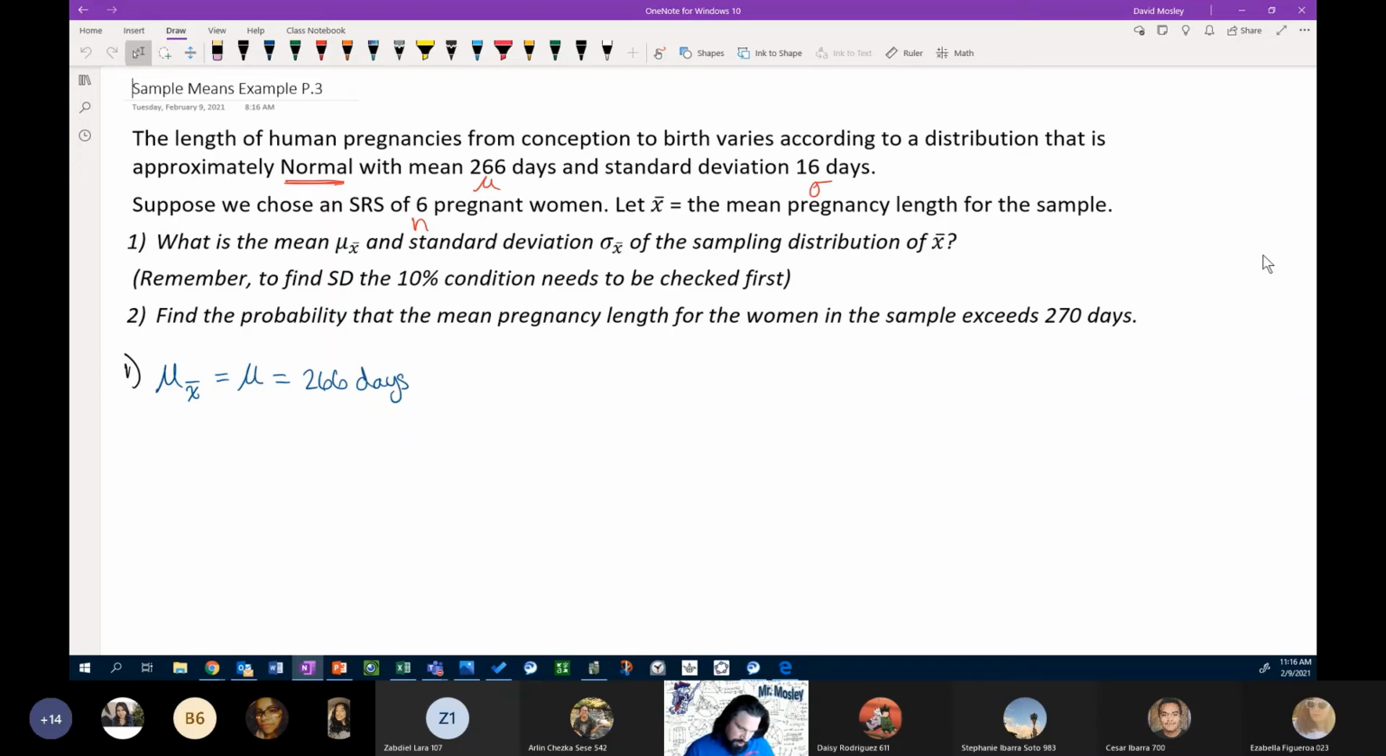All right, and 10% condition. Well, since 6 is less than 10% of all pregnant women, it's pretty safe to say that there, at any point in time, there's more than 60 pregnant women. So I'm pretty safe in saying this is less than 10%.